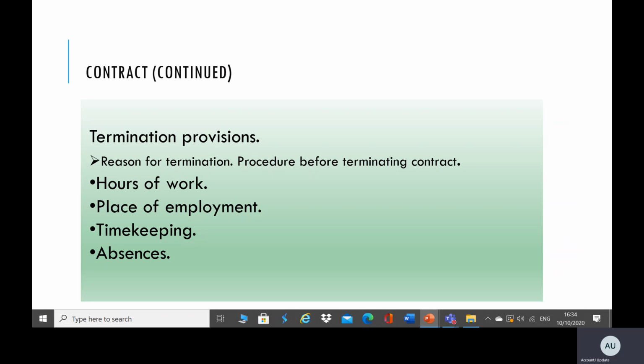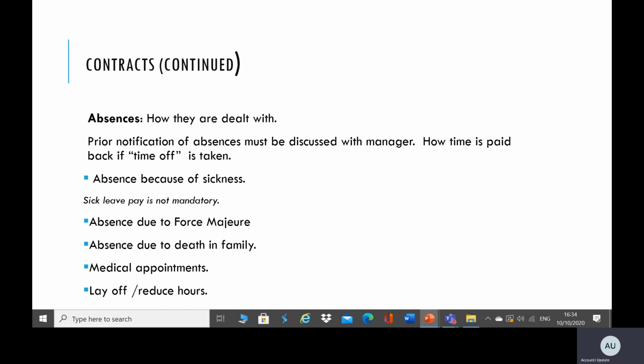Are very important to be covered. If you're absent, you must notify the employer if it's something that happens suddenly that morning before a certain time. If you want to be away from your job for a day or 2 days or whatever, it has to be discussed first by the manager. And that's what absence. Look, I have it covered here. Prior notification of absences must be discussed with manager.